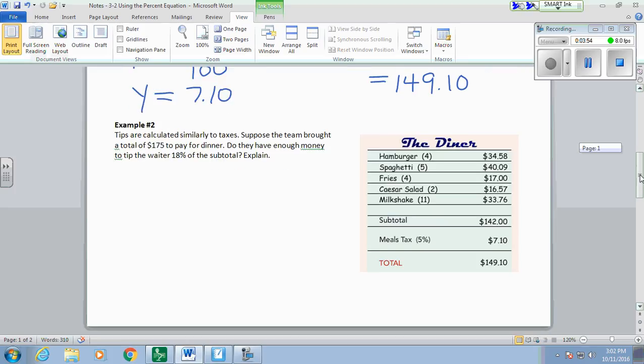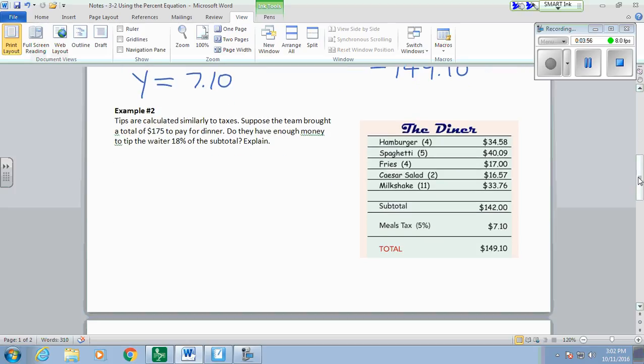Number 2 says that tips are calculated similarly to taxes. Suppose the team brought a total of $175 to pay for dinner. Do they have enough money to tip the waiter 18% of the subtotal? So same check here. The subtotal is $142. The tax is $7.10. They filled this in for us. And the total is $149.10. So now we need to calculate, do they have enough money? And we have to pay attention, are they tipping on the total or are they tipping on the subtotal? And they said, do they have enough money to tip the 18% on the subtotal?